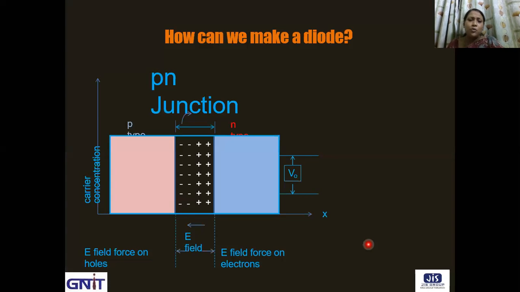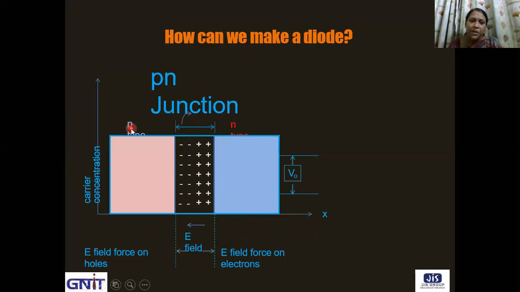This diagram shows the presence of an electric field across the depletion region. If the depletion region width is D and the voltage V is applied, then the electric field E is developed across the depletion region. This field exerts force on holes as well as on electrons.